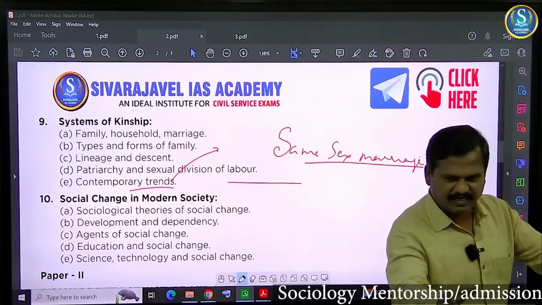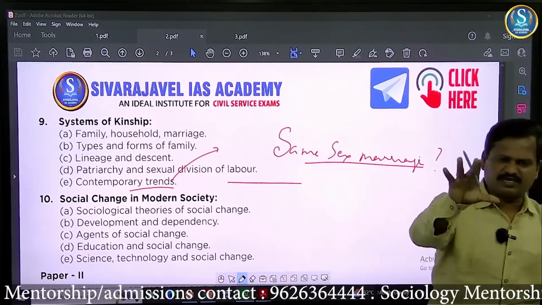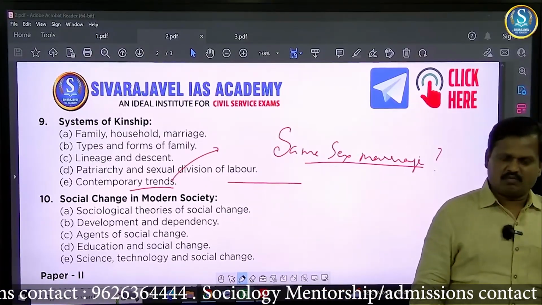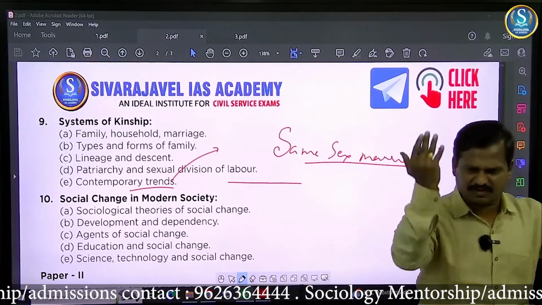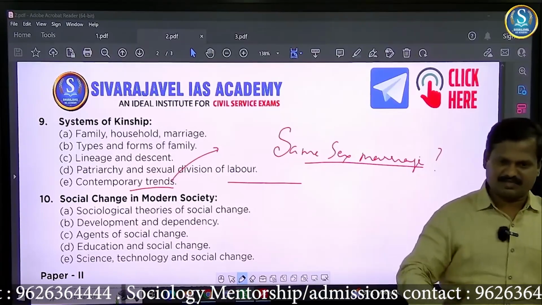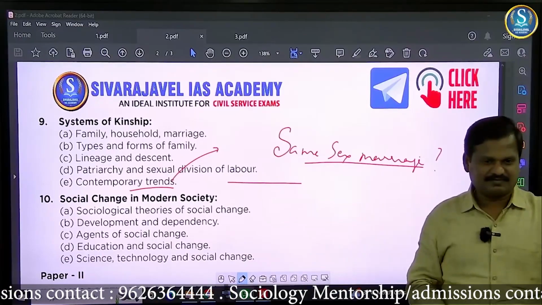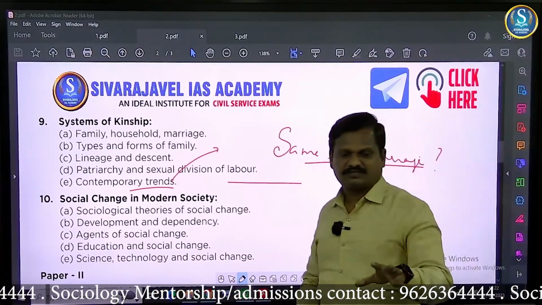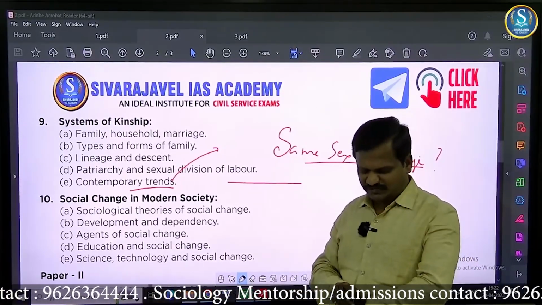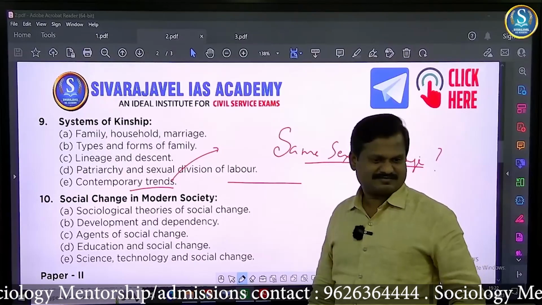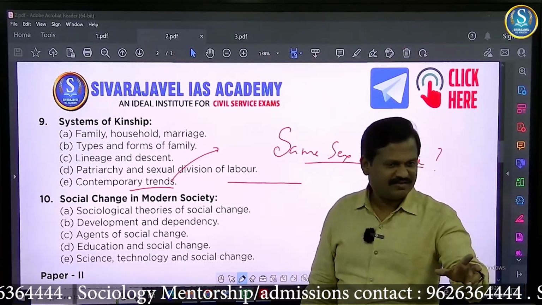The Marriage Act 1954, they are bringing it up today. It should be gender neutral. Why should only a man and a woman marry? Man and man can marry, woman and woman can marry. Some talks like that are going on, or not. So this is a contemporary trend. And there was a previous year question asked on live-in relationship, two or three years back. How is it threatening the family today?